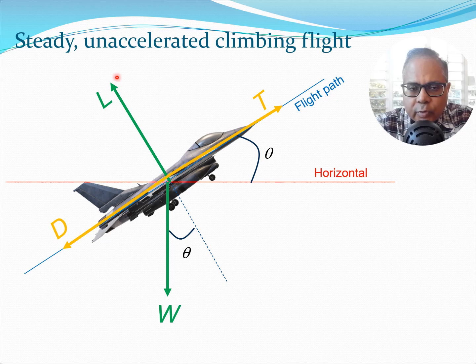There's also going to be the lift which is going to be normal to the flight path. Of course we are assuming that the velocity is coming from the flight path direction. And finally there is going to be the weight of the aircraft which is going to act toward the center of the earth. So this is the direction of the weight, and the angle of the weight with respect to the vertical is also the same theta which you see here, and this is coming from geometry.